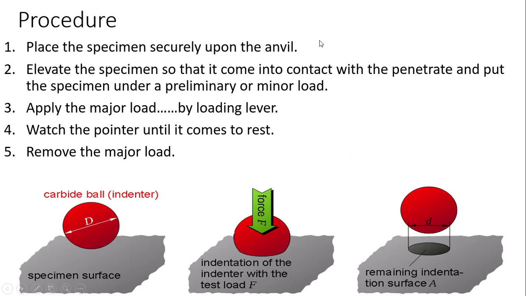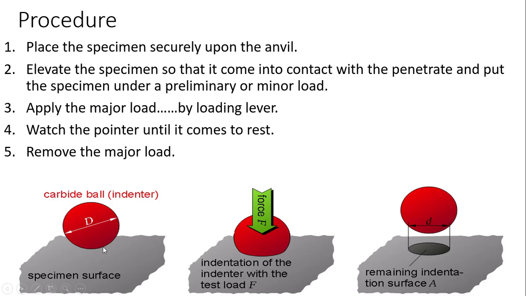So what is the procedure? Place the specimen securely upon the anvil. Let's suppose this base surface is your anvil, and this is the specimen, your sample material, which you are putting on it. Then elevate the specimen so that it comes in contact with the penetrator, and put the specimen under a preliminary or minor load. This is the ball indenter which is fixed into your jaw. When the specimen is placed, you need to keep it in touch with the indenter.